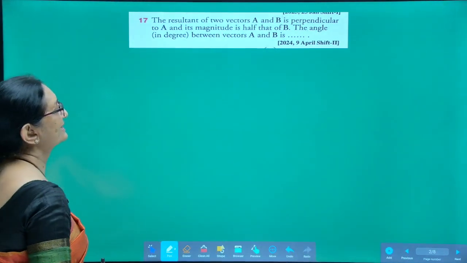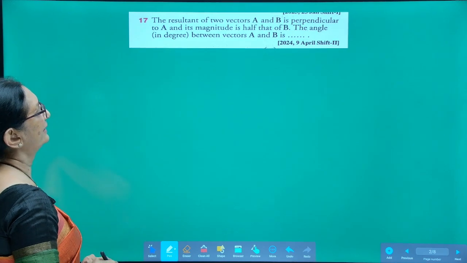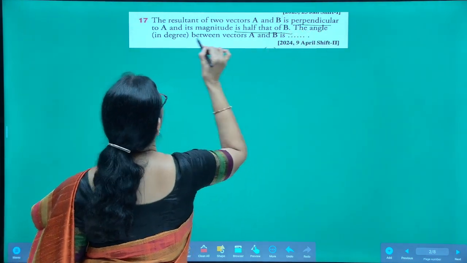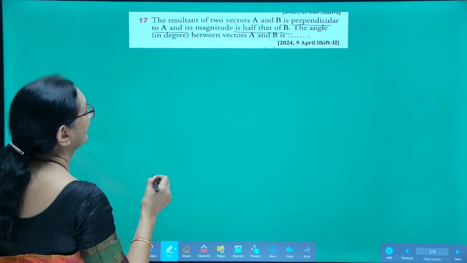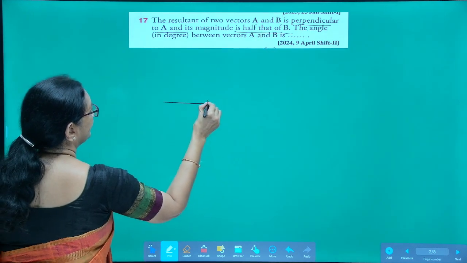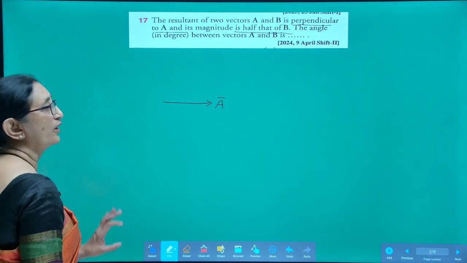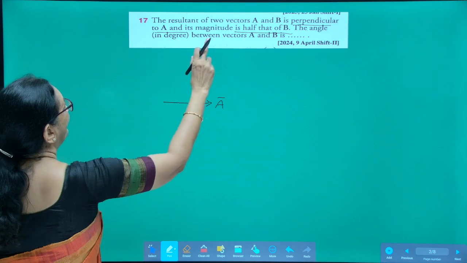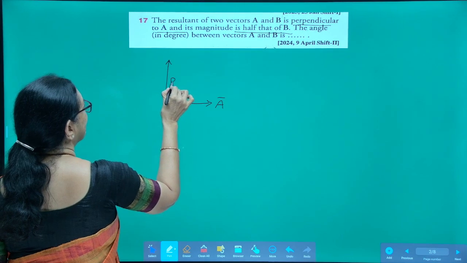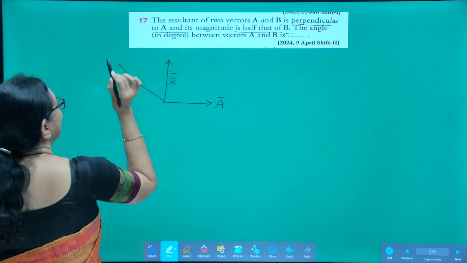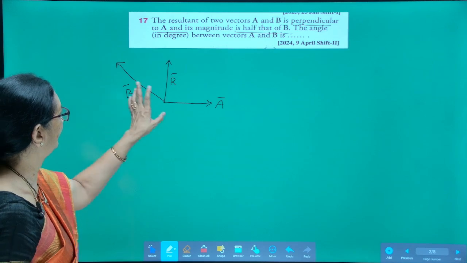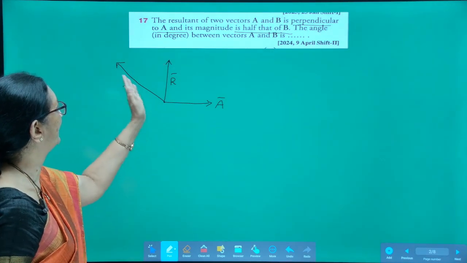Resultant of two vectors A and B is perpendicular to A and its magnitude is half that of B. We need the angle between A bar and B bar. Look here. This is A bar. We do not know the direction of B bar, but their resultant is perpendicular to A bar. So, this is the resultant. We know the resultant lies between the two vectors. So, B bar is like this.